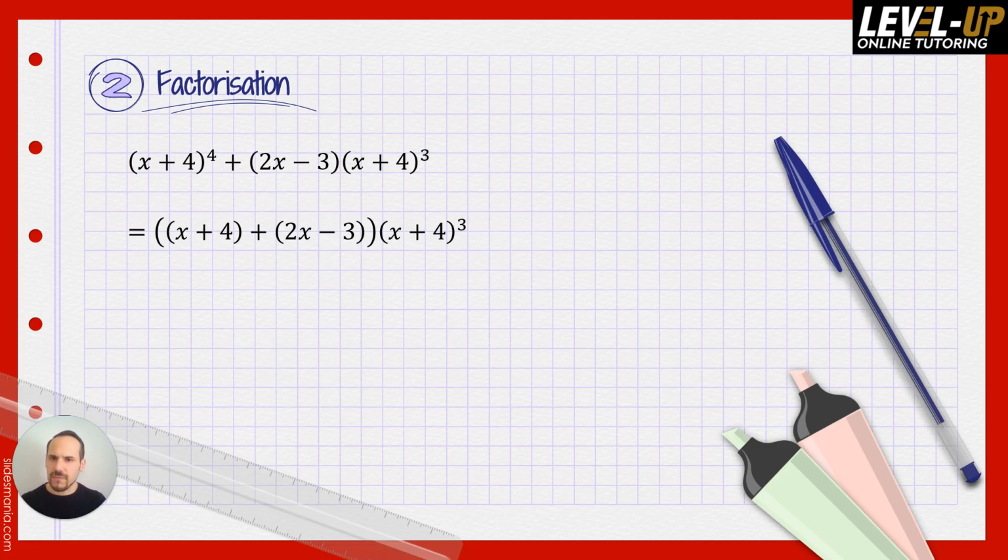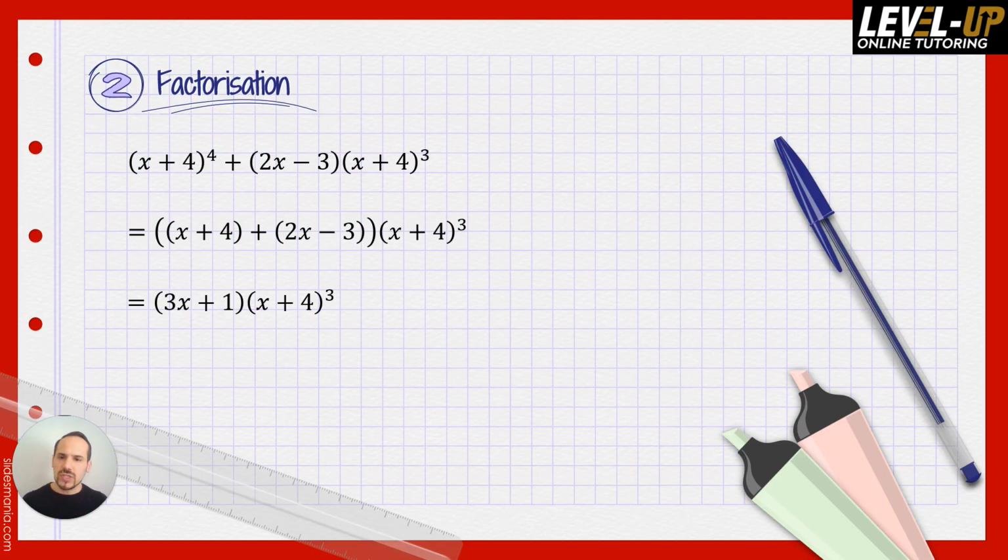We've taken out a factor of (x+4)^3 from both terms. And then in that first bracket, we can just bring together like terms and we essentially get 3x plus 1. And you see, we've managed to fully factorize that without having to expand all this out.